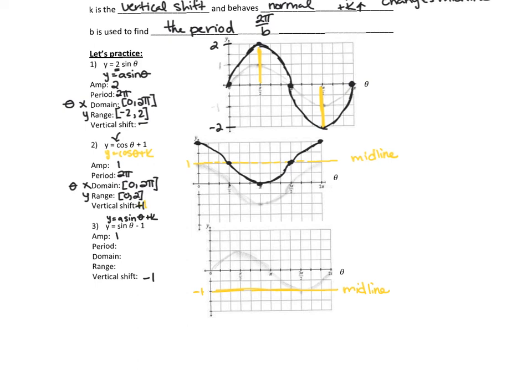So let's plot some of those points. Instead of being at 0, 0, I'm going to shift down 1. I'm at 0, -1. Instead of being at pi over 2, 1, I'm going to shift down 1 and be at pi over 2, 0. Instead of being at pi, 0, I'm going to be at pi, -1. Instead of being at 3 pi over 2, -1, I'm now going to be at 3 pi over 2, -2. And then instead of being at 2 pi, 0, I'm going to be at 2 pi, -1. I just shifted all my y values from the table on the front side down 1.